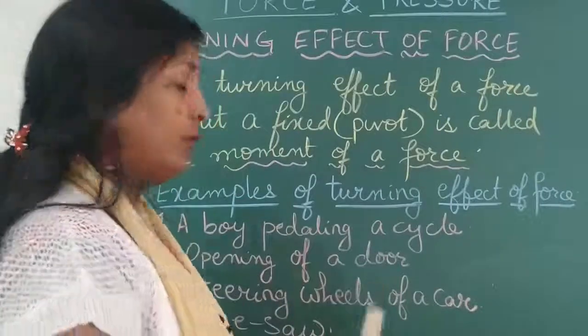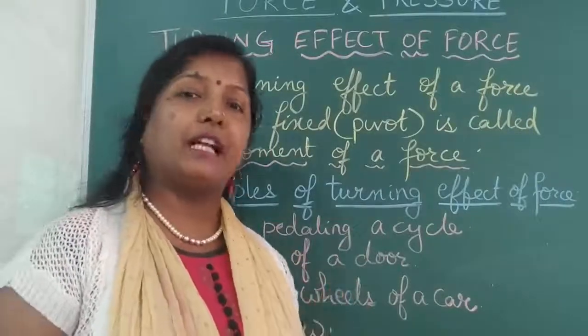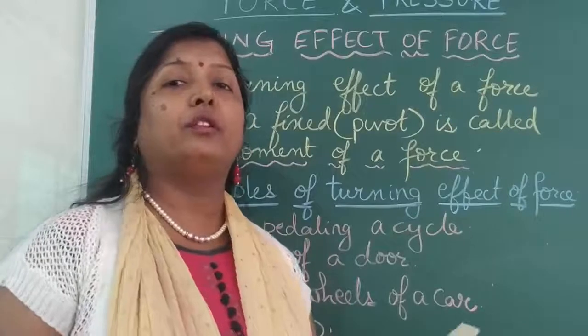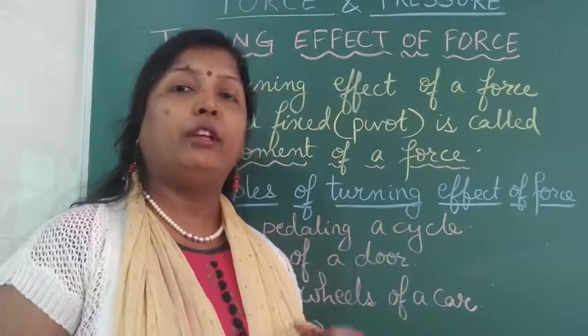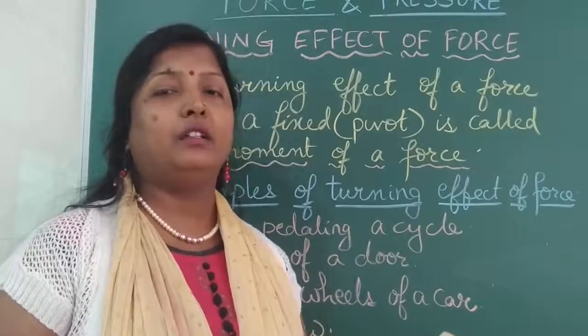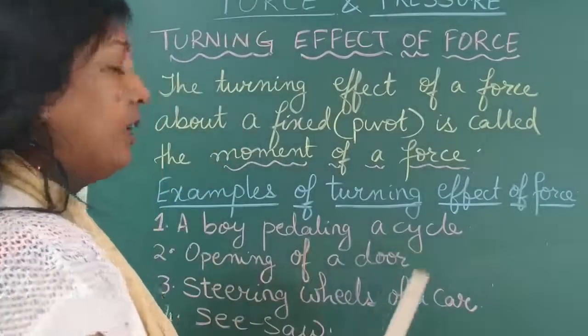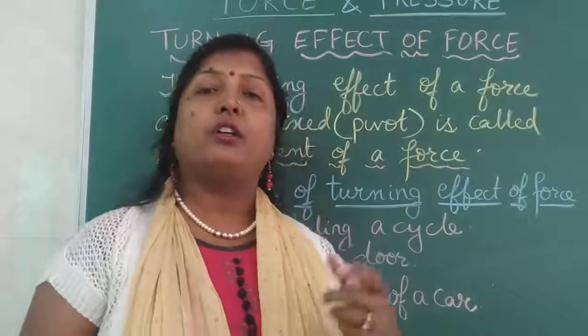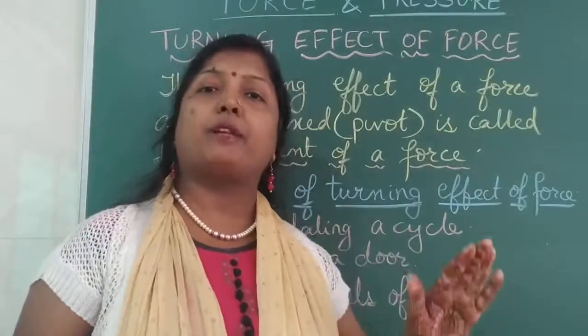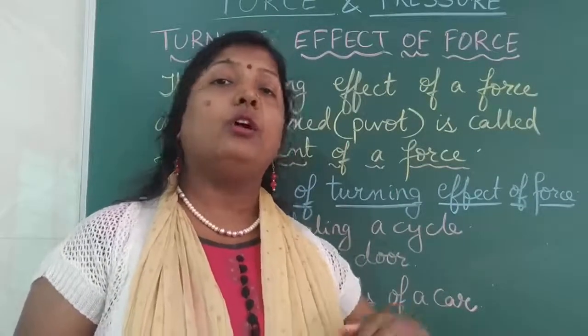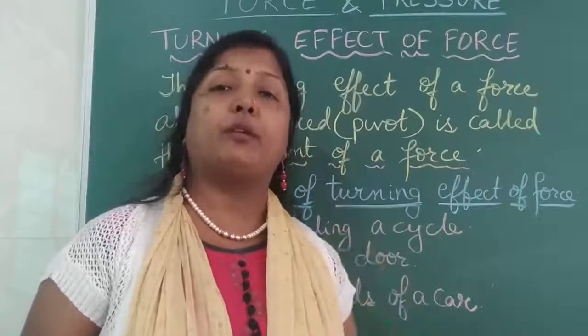So opening of a door, because the door is fixed at a point, the movement brought about when the force is applied is known as the turning effect of force. One of the examples is a boy pedaling a cycle. The pedal is also fixed at a point and the force is applied on the other side of it. So again there is a turning effect brought about.